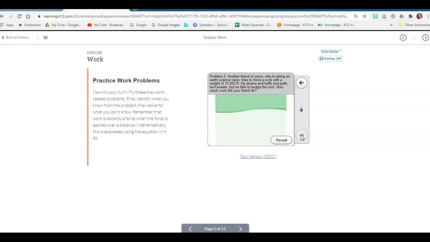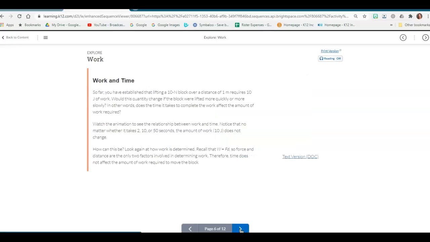So you may be questioning here, work equals force times distance. I don't see another number. I just see the force. So remember, if the rock doesn't move, that means the distance is 0. So that would mean no work is done. All right, we're moving on.